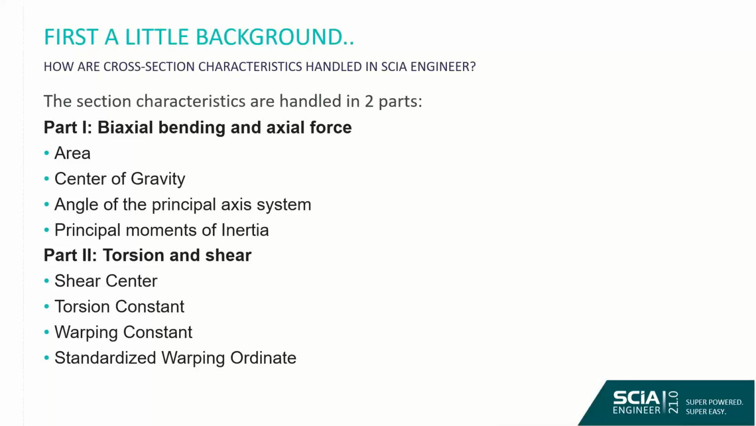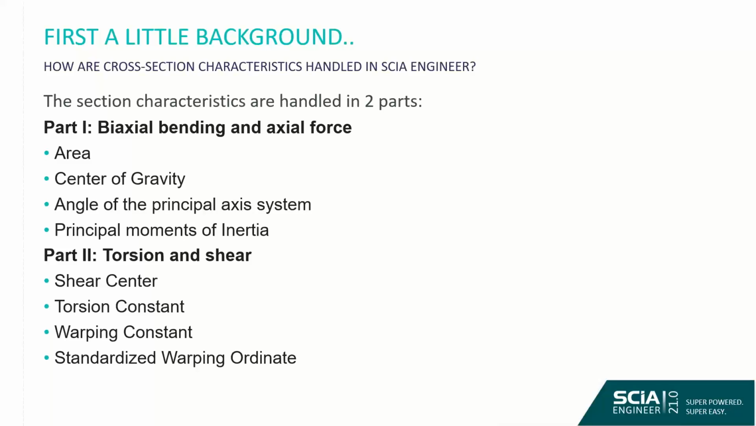So the first principle to talk about is that these section characteristics are determined in two parts. The first part are the characteristics for biaxial bending and axial forces, which are, of course, the area of our section, the center of gravity, the principal axis, and the moments of inertia. These are all things that can be straightforwardly calculated from the geometry of our sections. This part is common for each type of section you have inside the engineer. There's a straightforward calculation and, of course, one simple result to this.